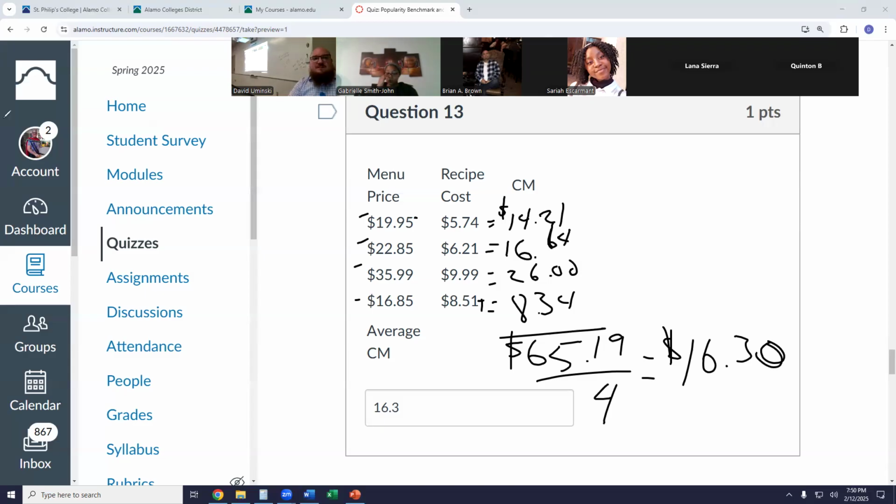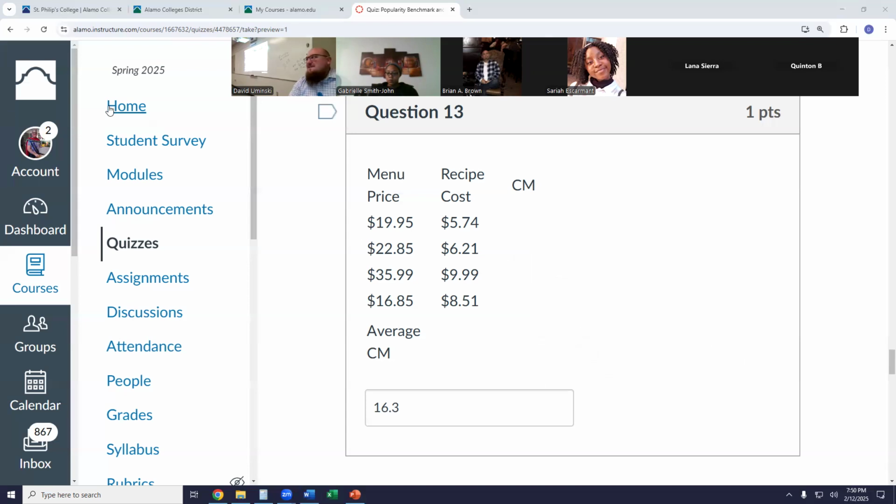Any questions, comments, concerns about how we got the average contribution margin? No. So you're gonna do that 3 more times. Again, it may seem like busy work, but you're just gonna be getting that practice of doing it over and over and over again.